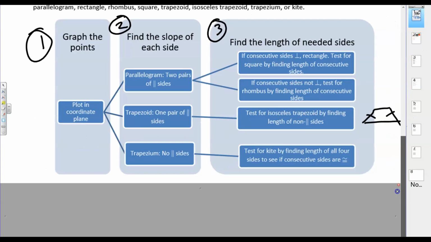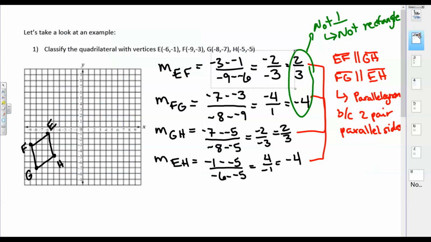Looking back at my flow chart here, from the parallelogram, I've gone to this box now. I know it's not a rectangle, not perpendicular. So I want to find a test for rhombus. Is it a rhombus? So I'm coming back over here to see, is it a rhombus?